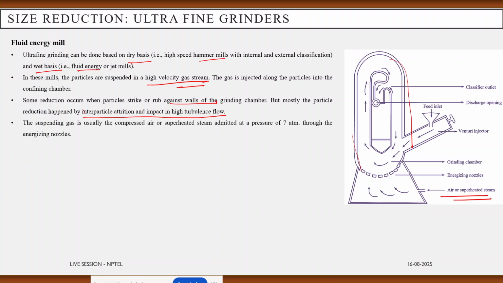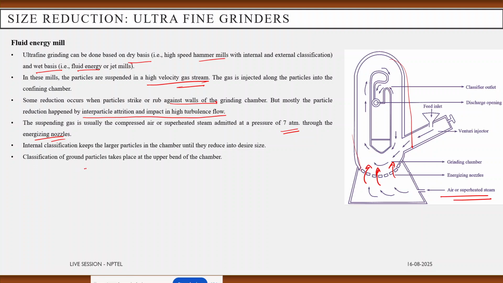Now the suspending gas is usually compressed air or superheated steam. Generally we introduce it at a pressure of around 7 atmospheres through the energizing nozzles. These are the nozzles. So the high speed, high velocity air or gas is introduced in the confined chamber. Internal classification keeps the larger particles in the chamber until their size reduction happens according to our design.